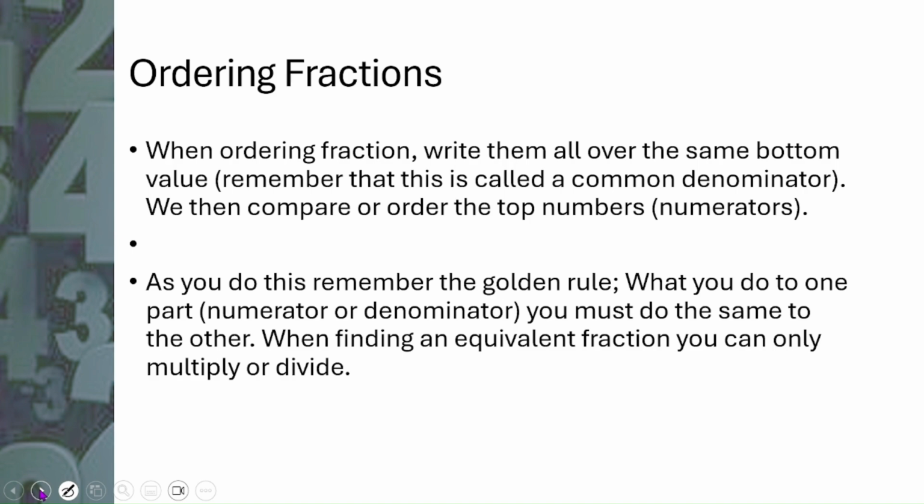When ordering fractions, we need to write them all over the same bottom number or value. And remember, we call that a common denominator, the same bottom number. We then compare or order the top numbers, that's numerators, so we can just focus on those. And remember the golden rule as you do all this: what you do to one part, you must do to the other. So what you do to the top, you must do to the bottom, or numerator and denominator. When finding an equivalent fraction, you can only multiply or divide.